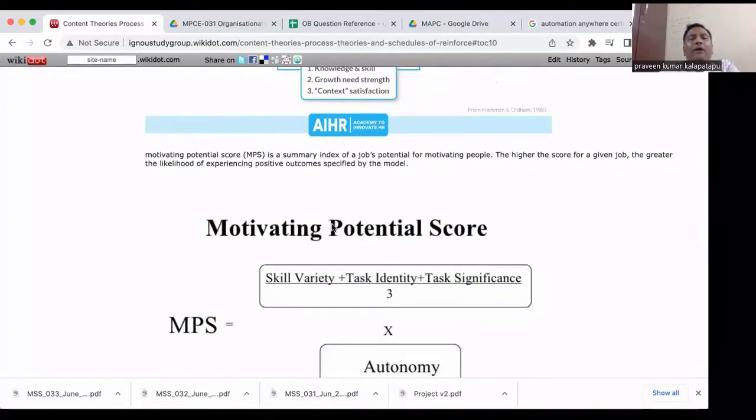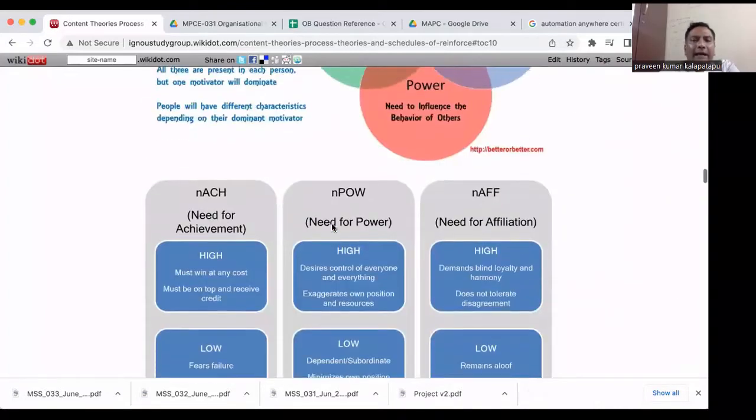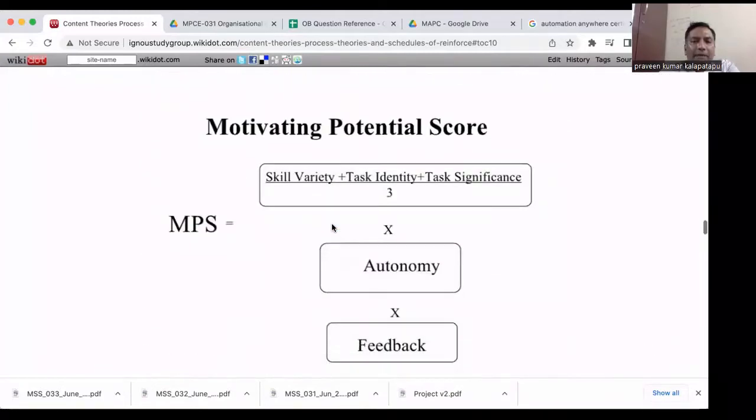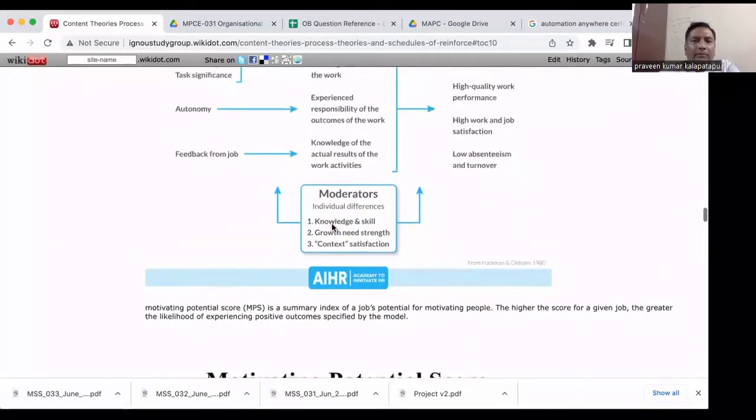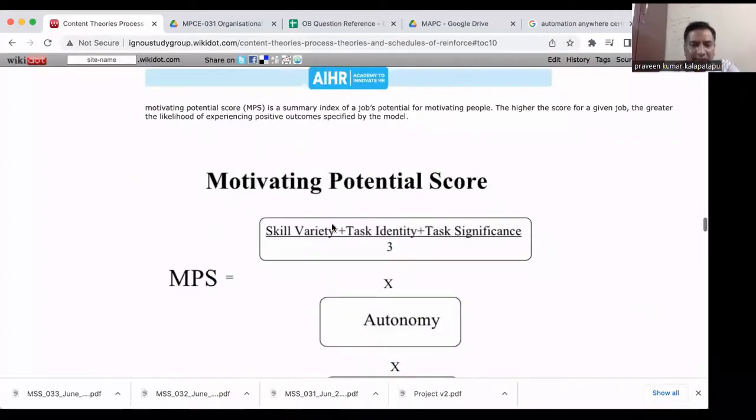Okay, so now I take a brief pause before entering into the next thing.